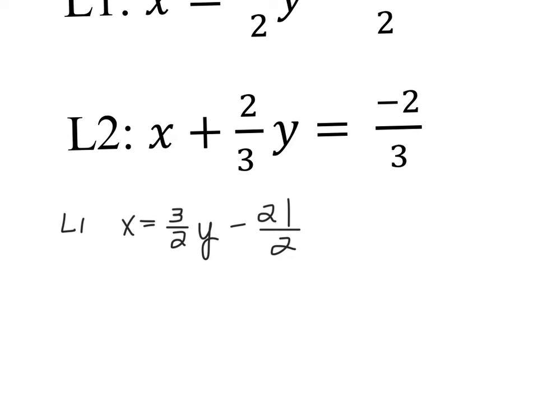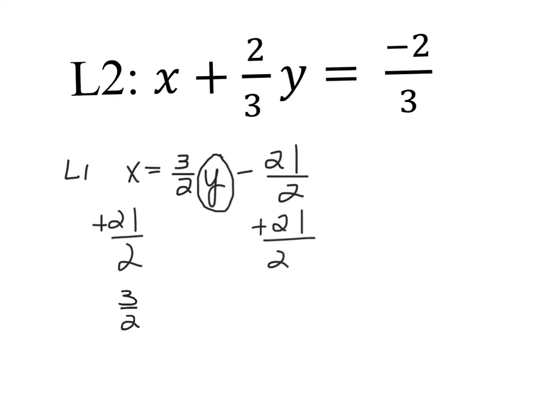You want to isolate y. You want y all by itself. So what can I do? Okay, you can add 21 over 2. Perfect. So I'm left with 3 over 2y equals x plus 21 over 2. Correct? Okay.